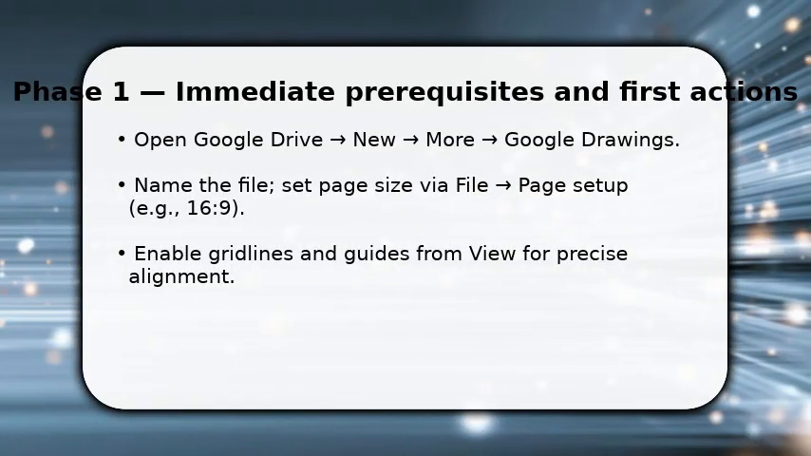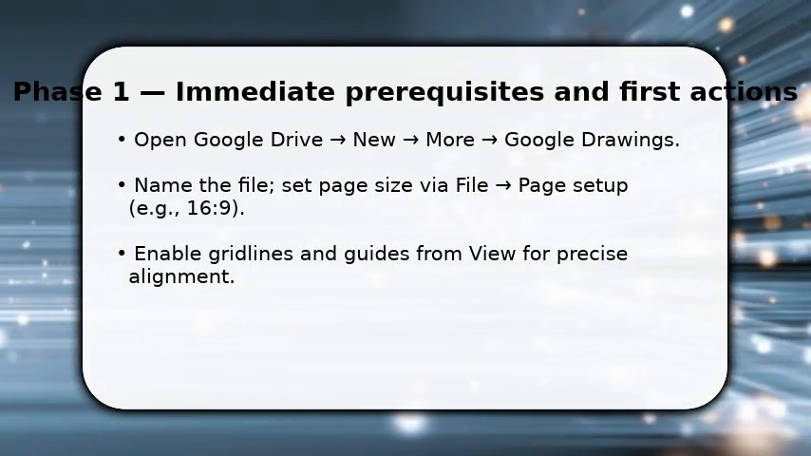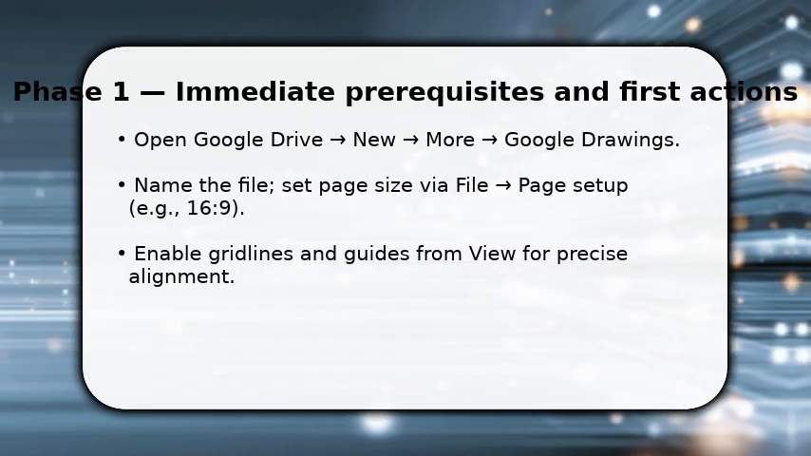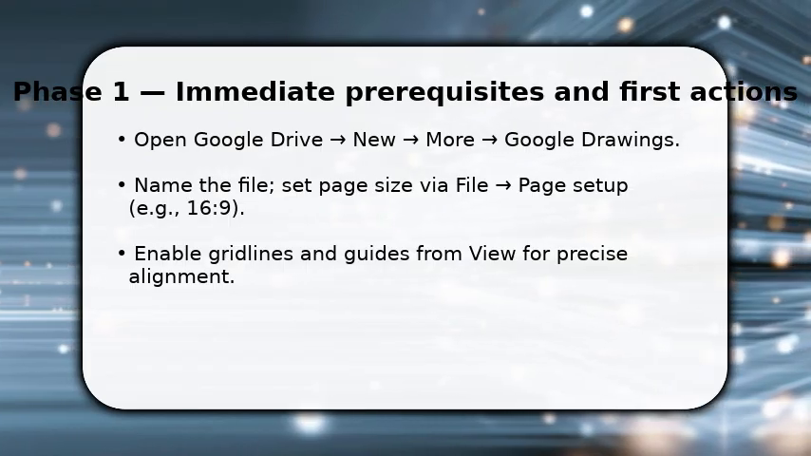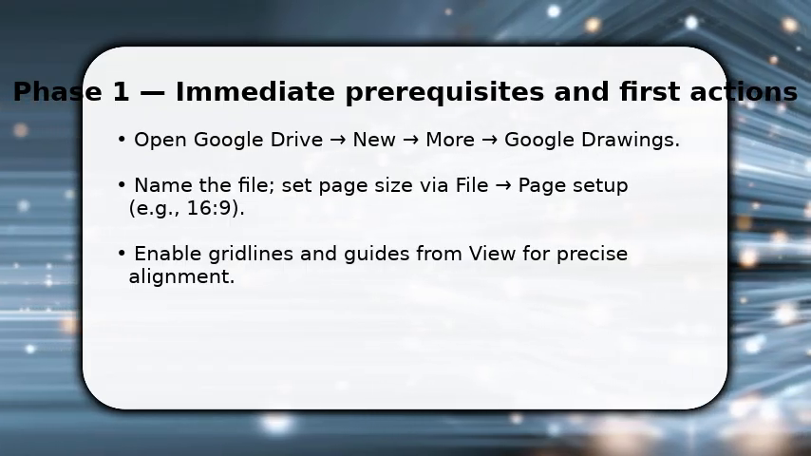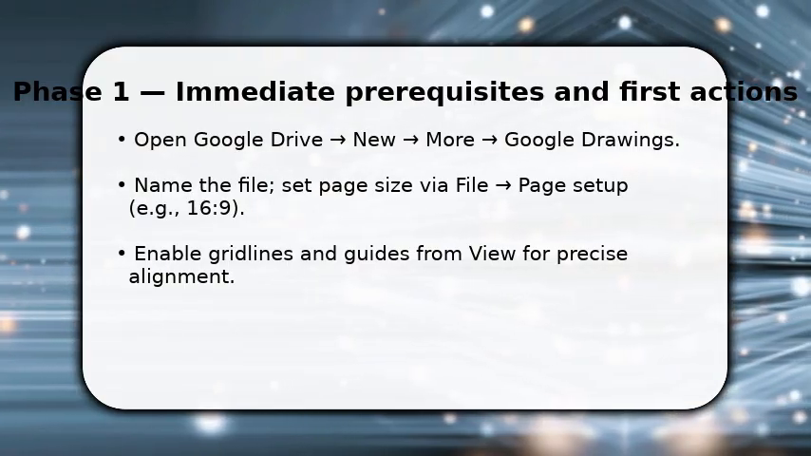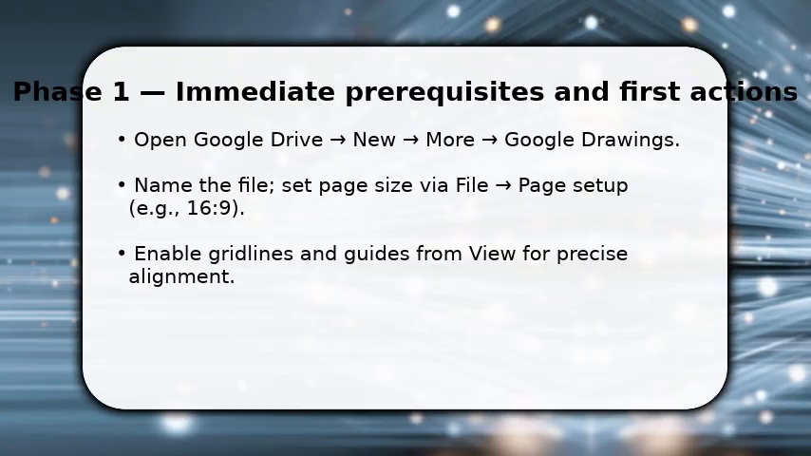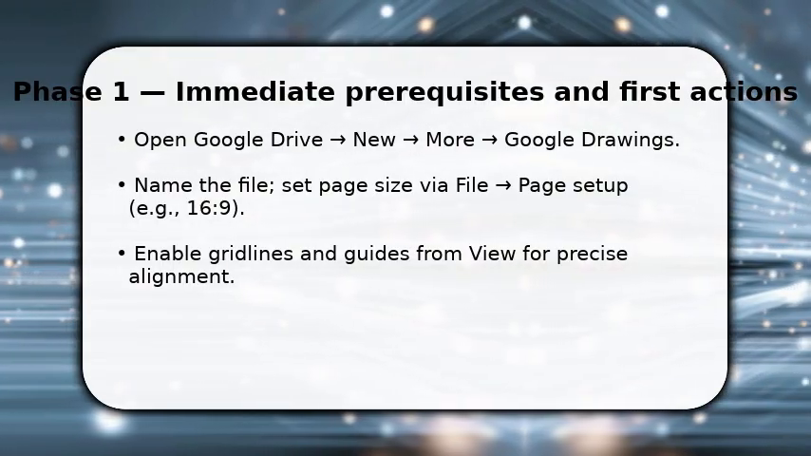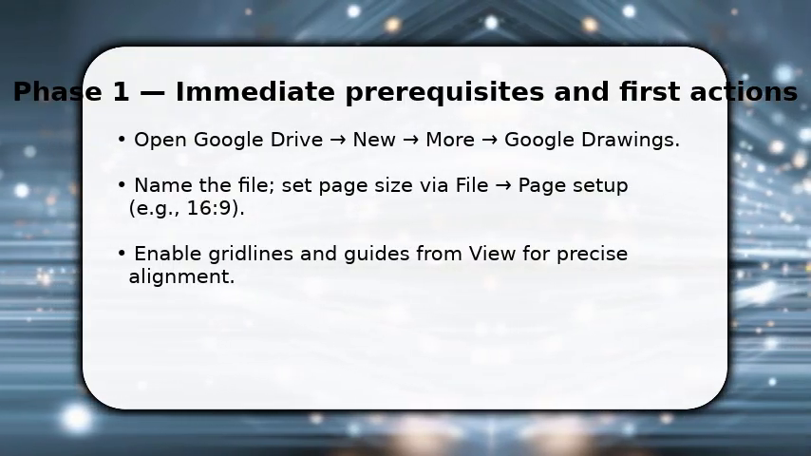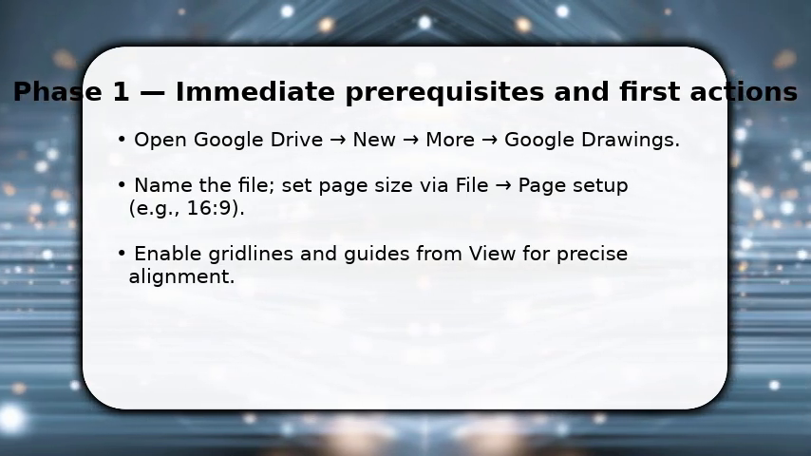You begin by creating a drawing in Google Drive. Open New, More, then Google Drawings so you start in the right workspace immediately. Once the blank canvas appears, name the file and set page setup to the desired ratio, 16:9 if you need a presentation-friendly size, because that controls layout and export dimensions. Make sure to enable view options like grid lines and guides to align shapes precisely. These small steps save time and reduce rework later when you move into building visuals.